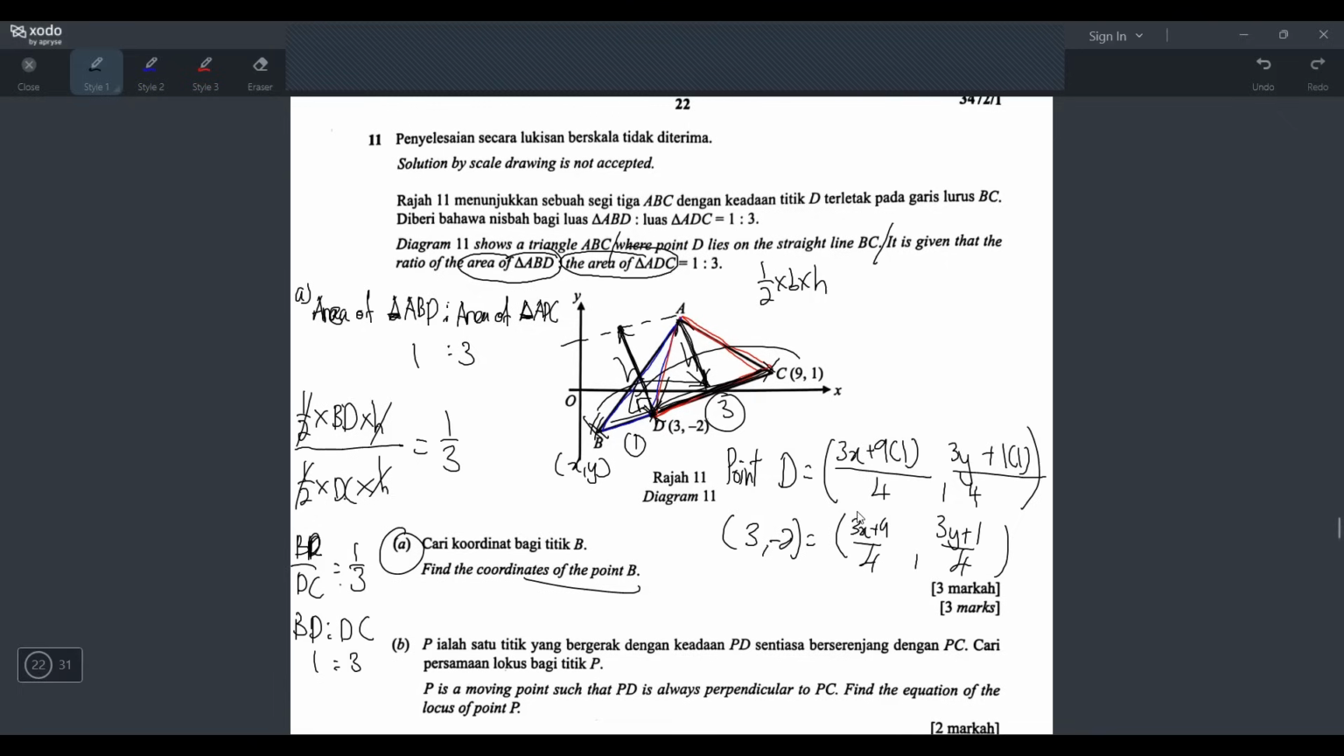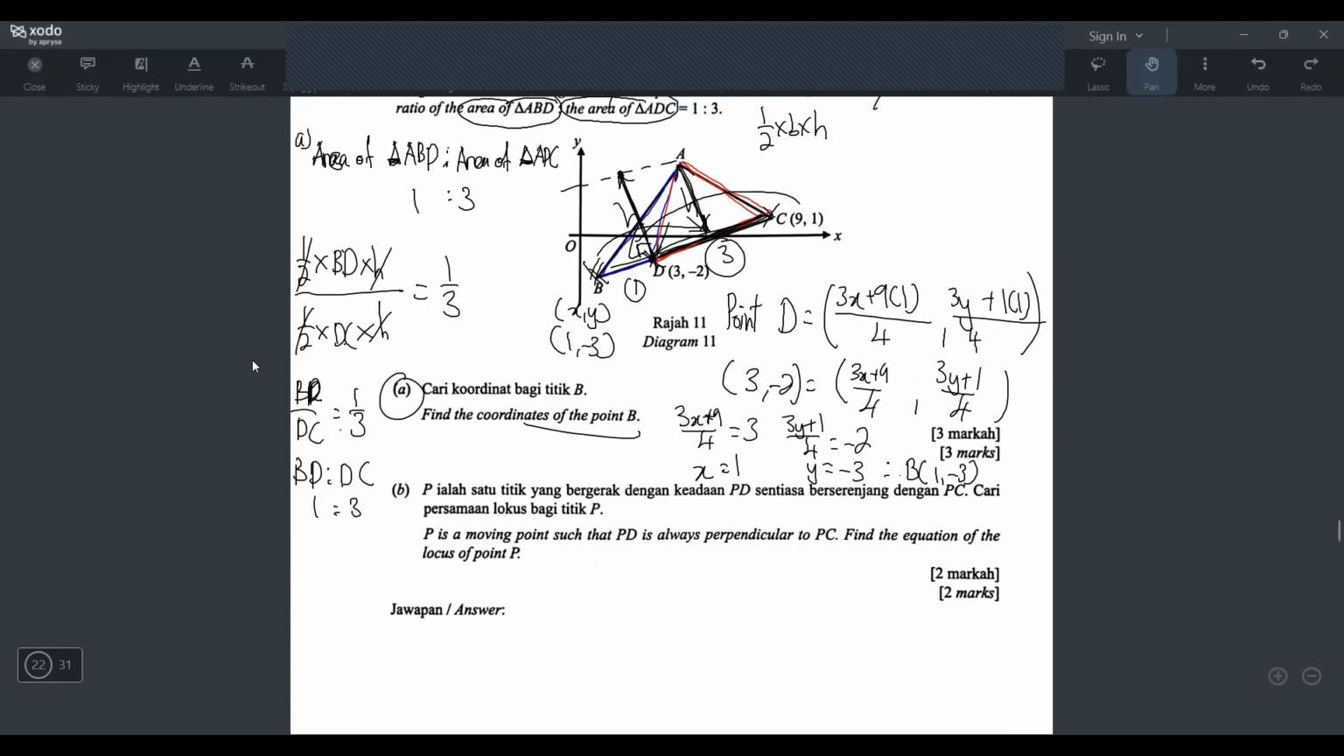And now we can compare the x coordinate with x coordinate. So 3x plus 9 over 4 equals 3. And then I can find my x. 3 times 4, 12, 12 minus 9, 3, 3 divided by 3, 1. And then what about the y coordinate? 3y plus 1 over 4 equals to the y coordinate on the other side, negative 2. So y equals negative 2 times 4, negative 8, minus 1, negative 9, divided by 3, negative 3. So the answer for coordinates of point B is 1, negative 3. That is the answer. So this point is 1, negative 3. Okay. All right. Hope you understand.